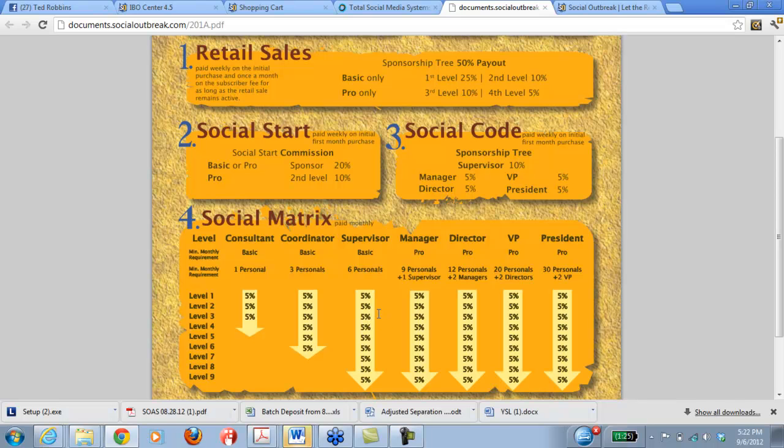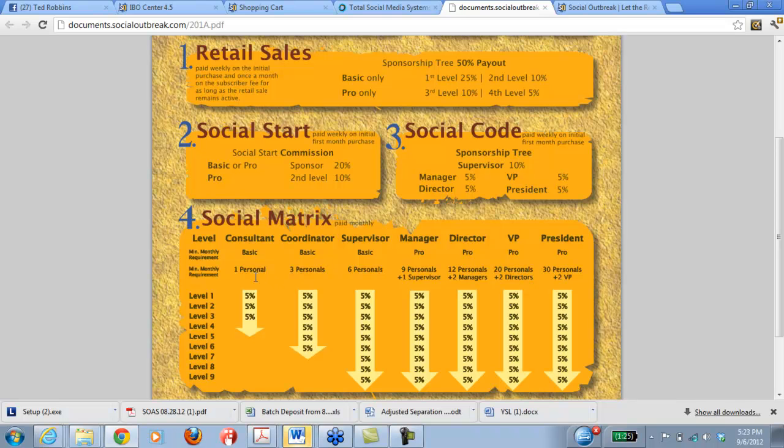Now, one thing that's also important to know is that you can sign up these personals when it says 1 personal, 3 personals, 6 personals. We as a company count retail customers as personals. A lot of companies don't count individual customers towards your qualification, but we do. So it's very important to know that.